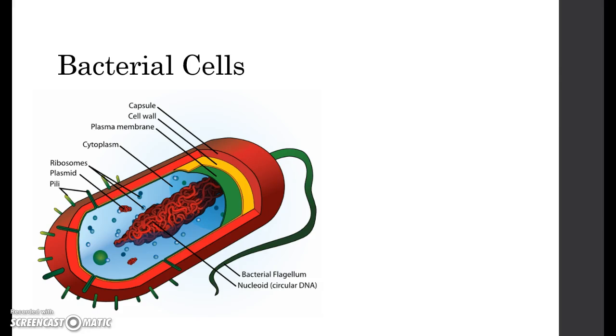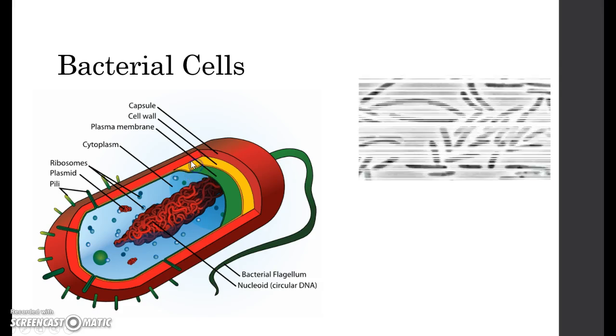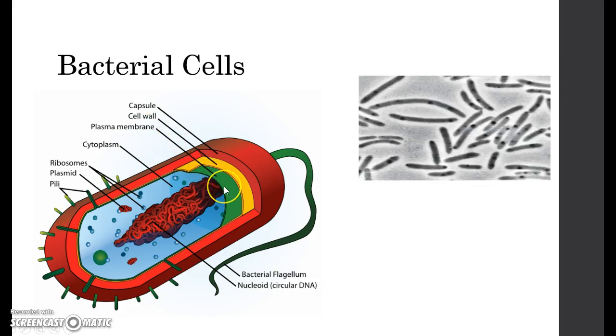First, let's learn a little bit about bacteria. Bacterial cells are pretty simple. They are composed of a capsule. Most bacterial cells have a capsule, which is the outer covering. Just inside the capsule there is a cell wall, and just inside the cell wall is another layer called the plasma membrane. So they have several layers of protection to cover their insides.